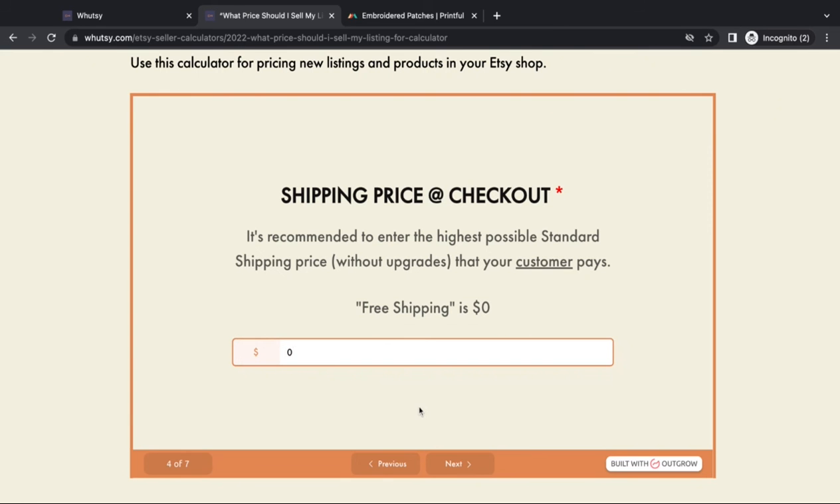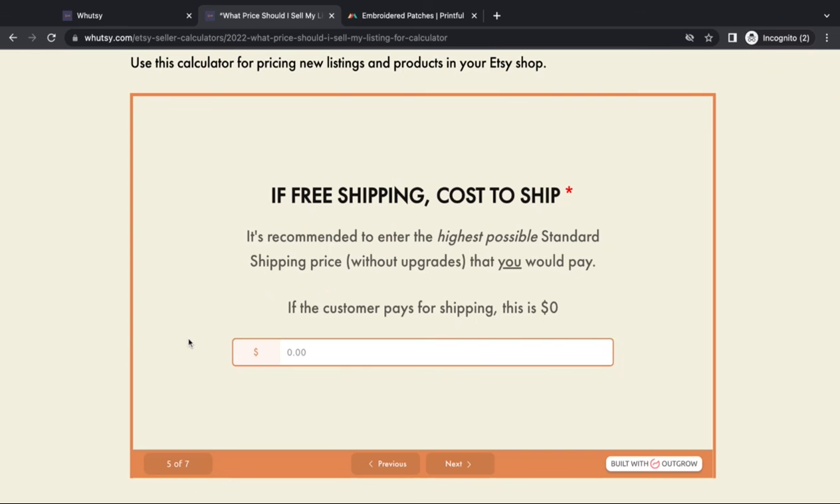Or if it's free shipping, what they would pay, then it's $0. And again, this is the price the customer pays at checkout, not what it costs you. So if it costs me $3.50, I might still add on a little bit to that just in case I want to make a little bit of profit off the shipping cost. But that's up to you.